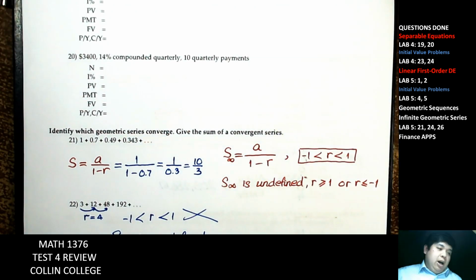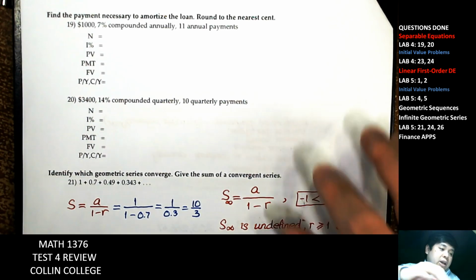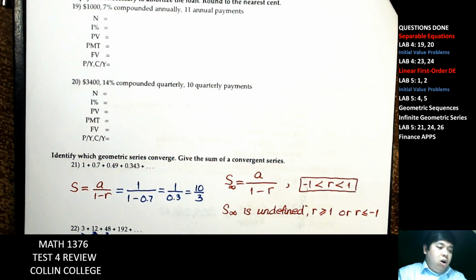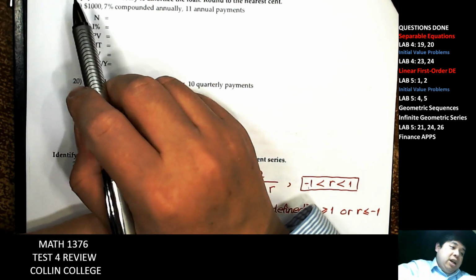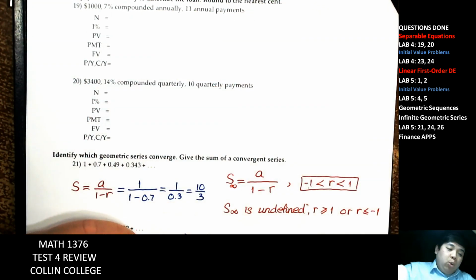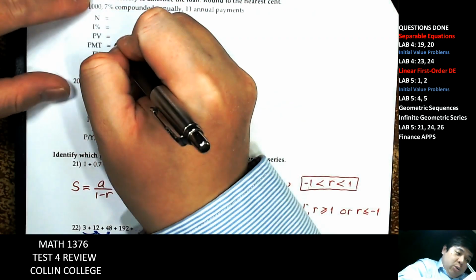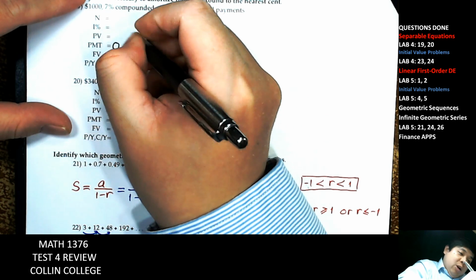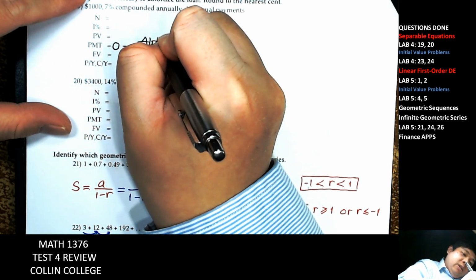Right. This is loan amortization. So kind of the same thing. Like if we borrow money to buy a house or a car, something like that. So it said find the payment necessary. So we do not know the payment. So we're going to have 0 here, and later on that will be alpha and enter.